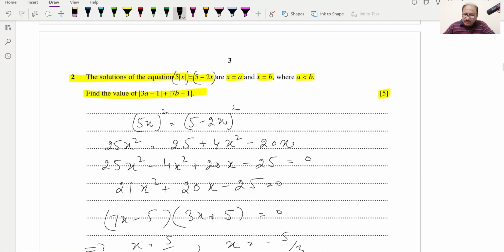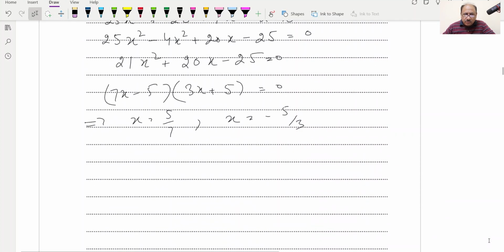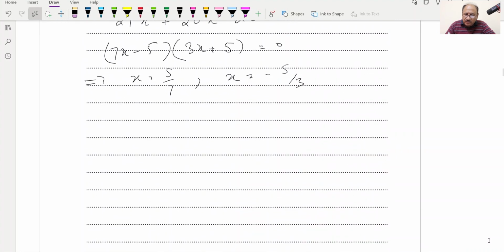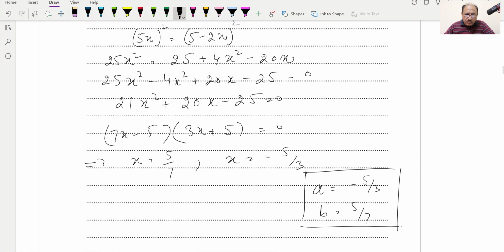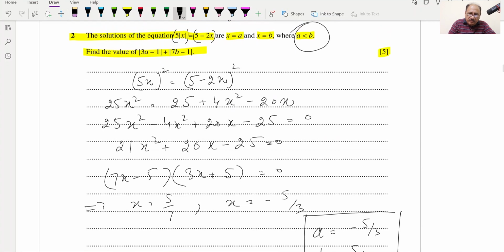Now the condition they have provided in the question is a is less than b. So which value is lesser? We know this one is the lesser value. So we can write a is equal to minus 5/3 and the b value is 5/7. So these are our a and b values which we can use and write the equation, and we will be replacing a and b values in this step.